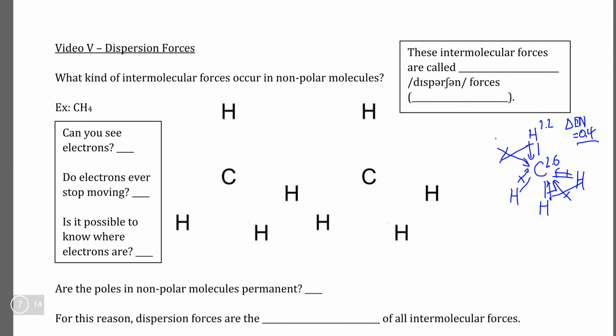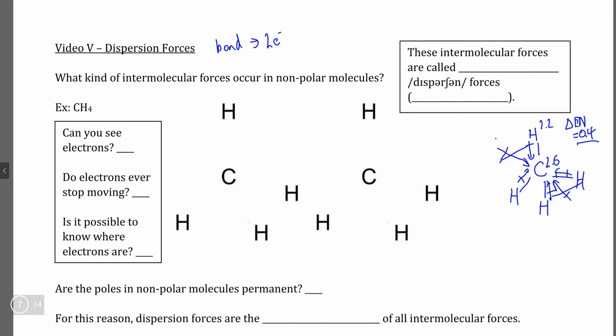That means we need to analyze the charge or the polarity of these molecules a little bit differently. You'll notice that I've drawn two CH4 molecules here, but that I have not drawn in any of the bonds because we know that one bond is two electrons.